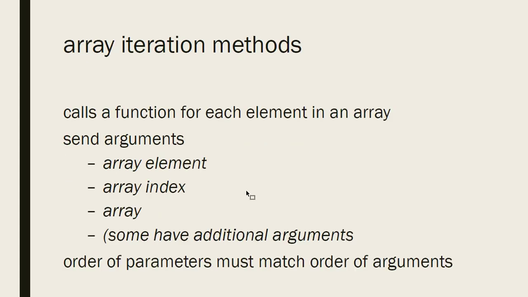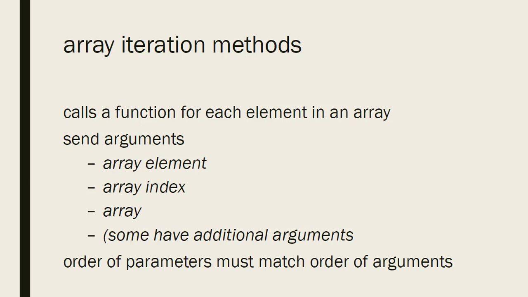And then we learned about array iteration methods. Array iteration methods call a function for each element in an array. So they iterate over the array, and for each element they call a specific function. And when they do this call, they send arguments. They send the array element and the array index and the array. And some have additional arguments. And the order of these arguments matches the parameters.